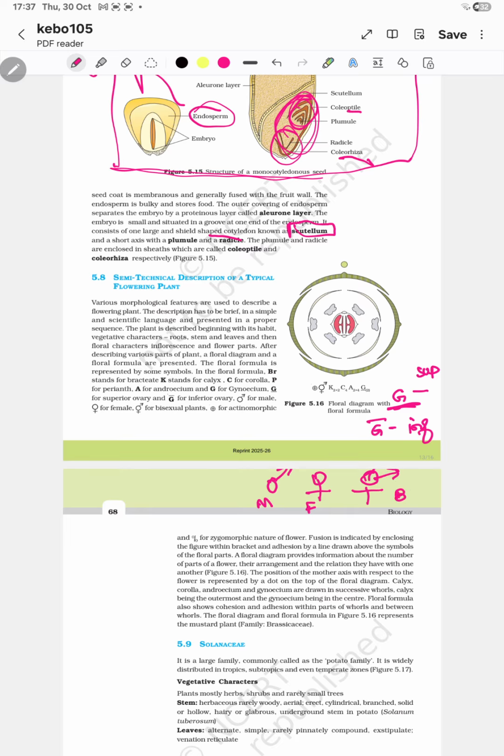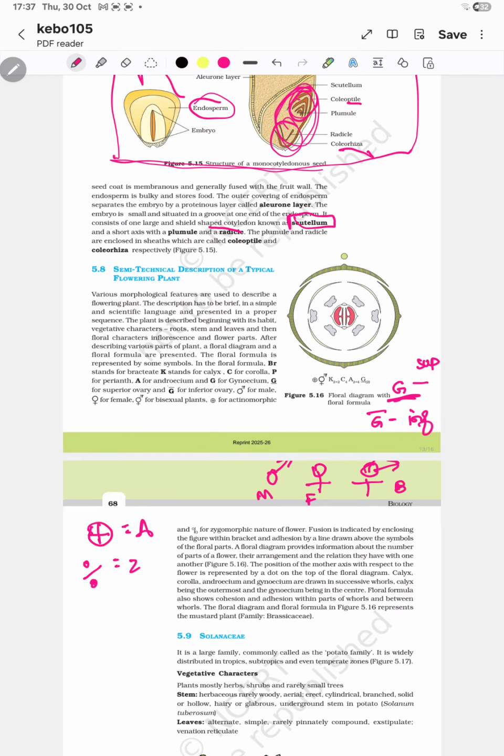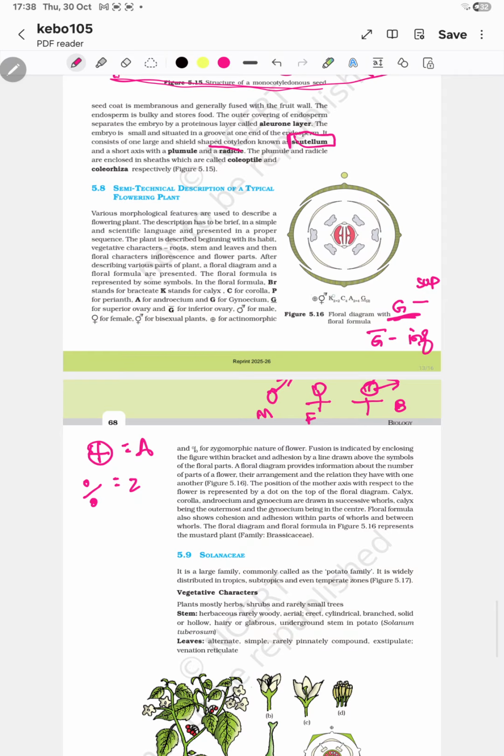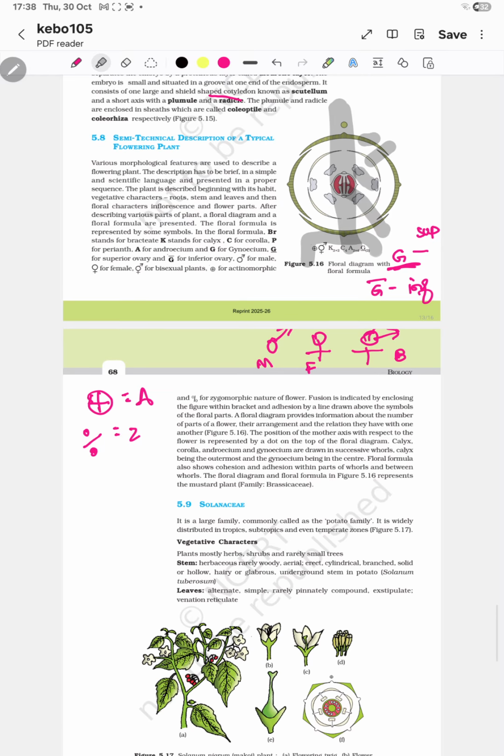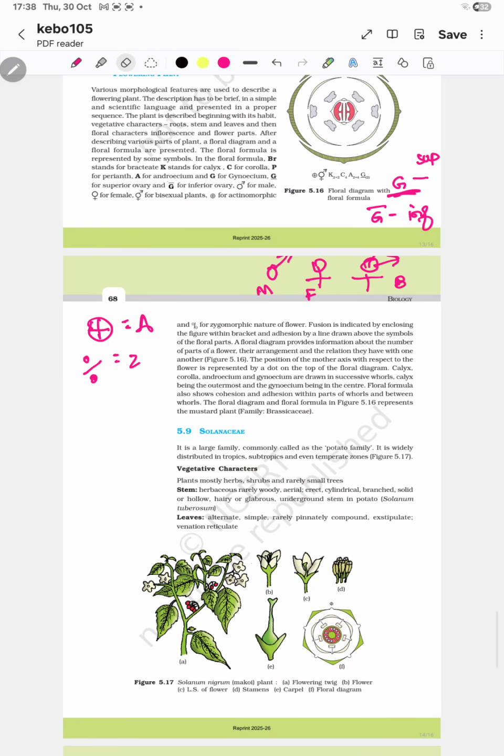And now what is for actinomorphic is like this, zygomorphic is like this. Fusion means we have to put a bracket like this. And this is the mother axis, this part. So here we draw the calyx, here we draw the corolla, the androecium, the gynoecium, something like that. So here you can see something. This is the floral formula for the mustard plant or Brassicaceae.